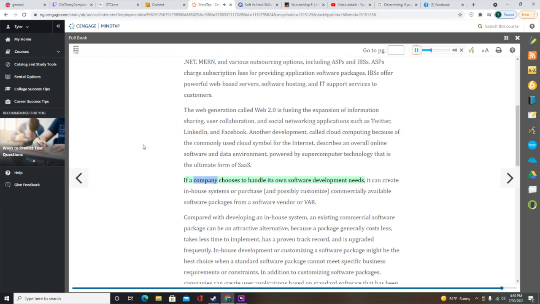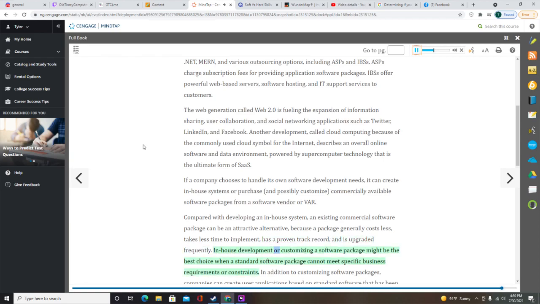If a company chooses to handle its own software development needs, it can create in-house systems or purchase, and possibly customize, commercially available software packages from a software vendor or VAR. Compared with developing an in-house system, an existing commercial software package can be an attractive alternative, because a package generally costs less, takes less time to implement, has a proven track record, and is upgraded frequently.